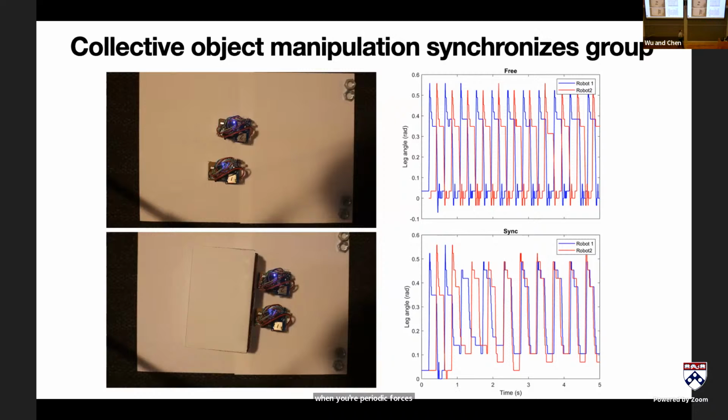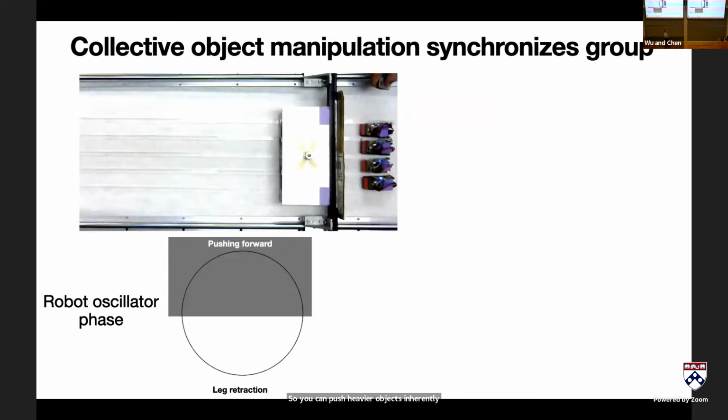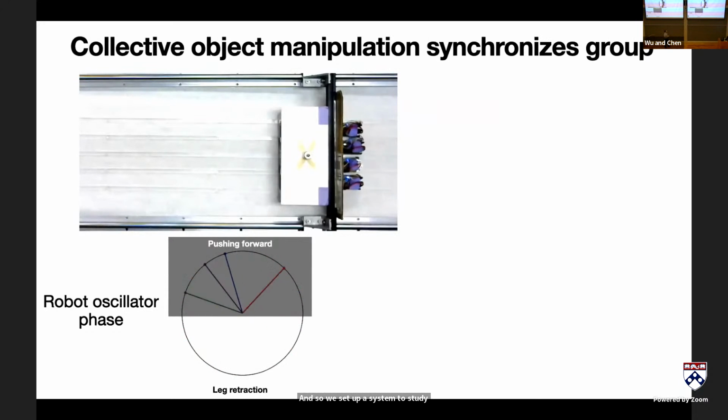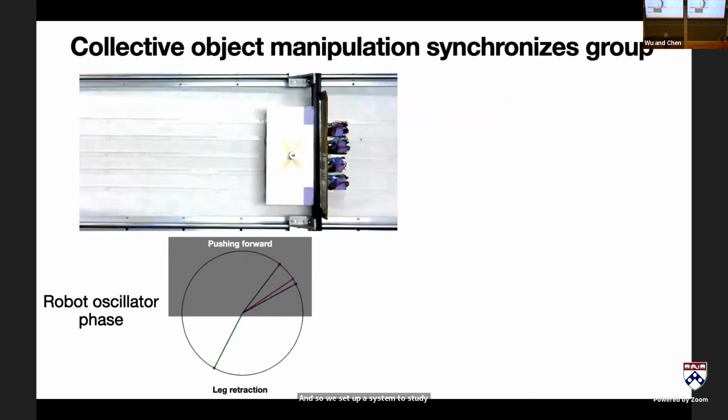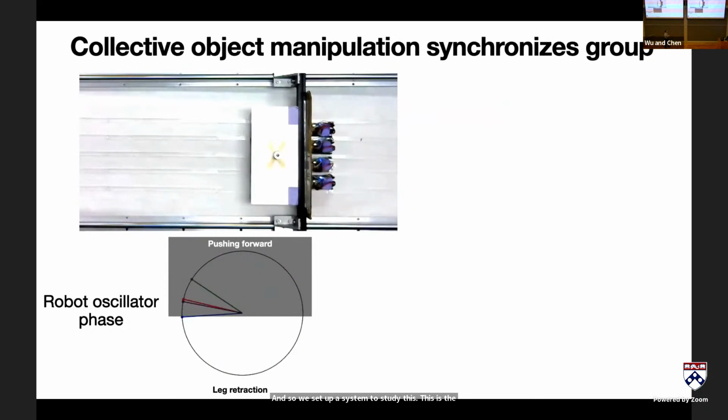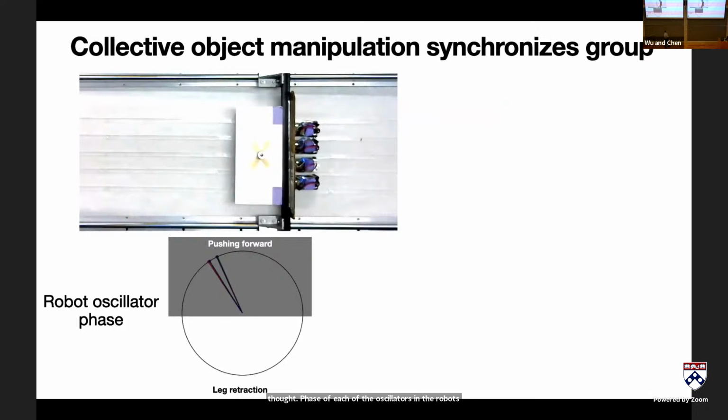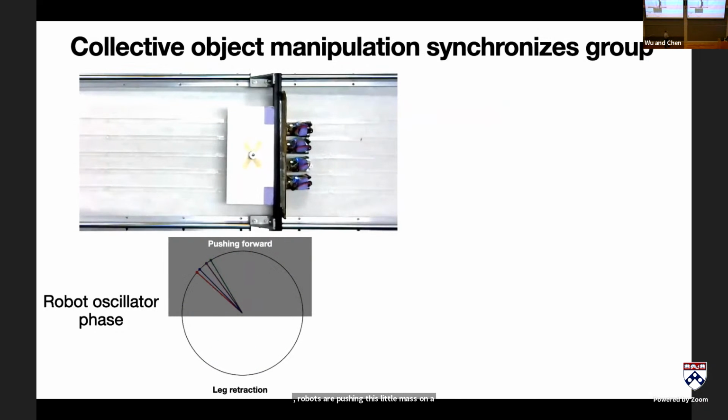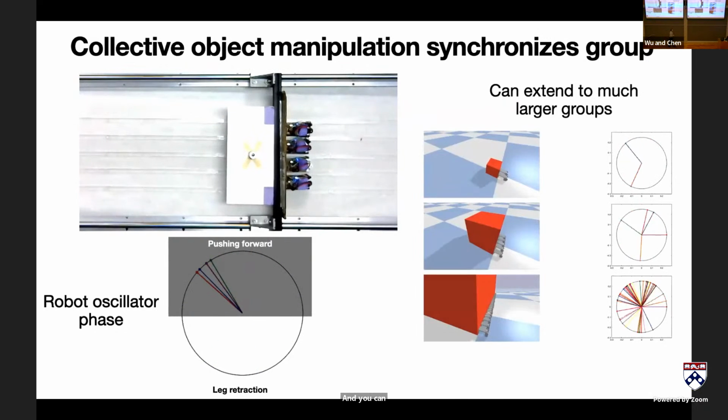So you can push heavier objects inherently by building these kinds of responsive dynamics into the robots. And so we set up a system to study this. This is the phase of each of the oscillators in the robots. Robots are pushing this little mass on a trackway. And you can see they all end up pushing together. You can do this in simulation, and it's really robust to the number of robots.